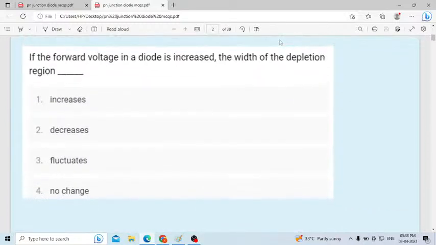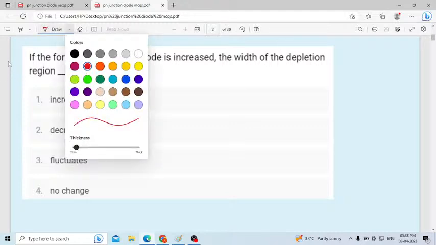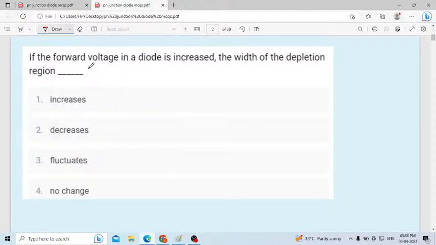Let us discuss the first question. Okay. First question. If the forward voltage in a diode is increased, the width of the depletion region dash. First option, whether it will increase or decrease, fluctuates, and no change. Tell me the correct answer.